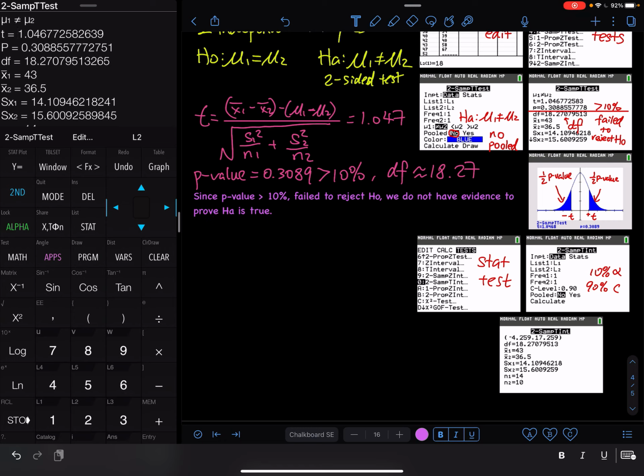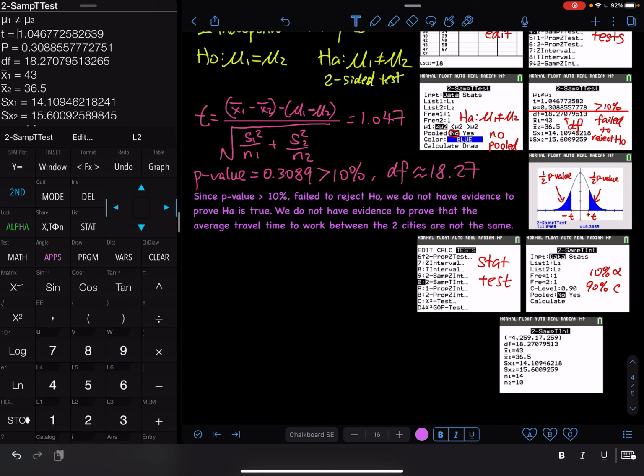What does that mean? That means we do not have evidence to prove that the average travel time to work between the two cities are not the same. Okay, so this is your conclusion.